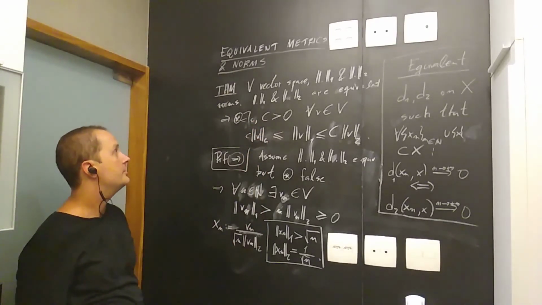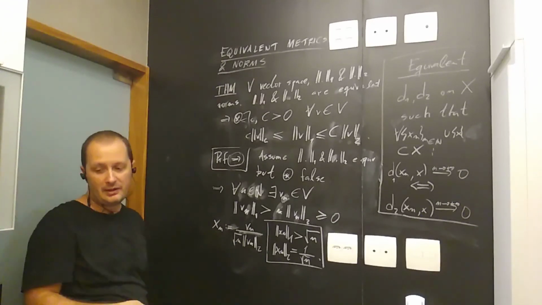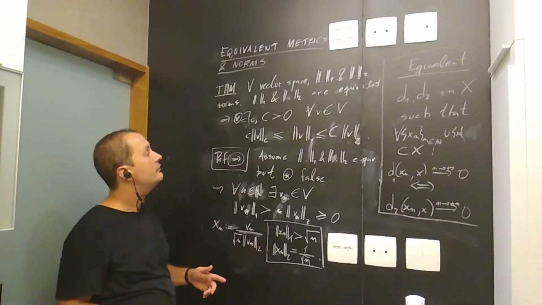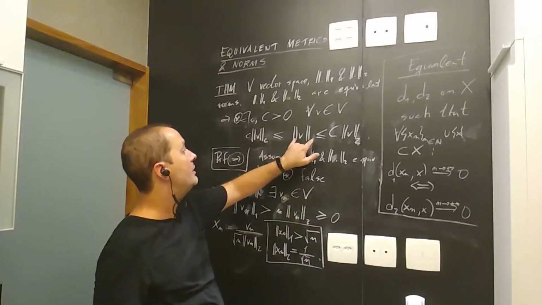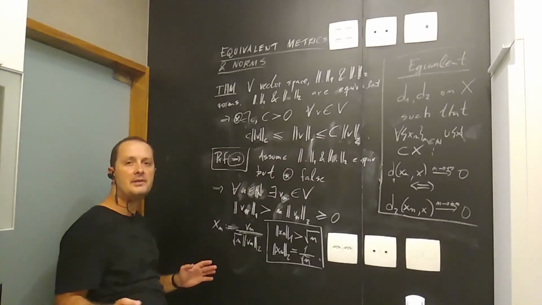So this is it. This is the only theorem we're going to prove about equivalence, well, outside of examples. The theorem says that norms are equivalent if and only if one is bounded by a multiple of the other, and that holds in both directions. And that's it for now.